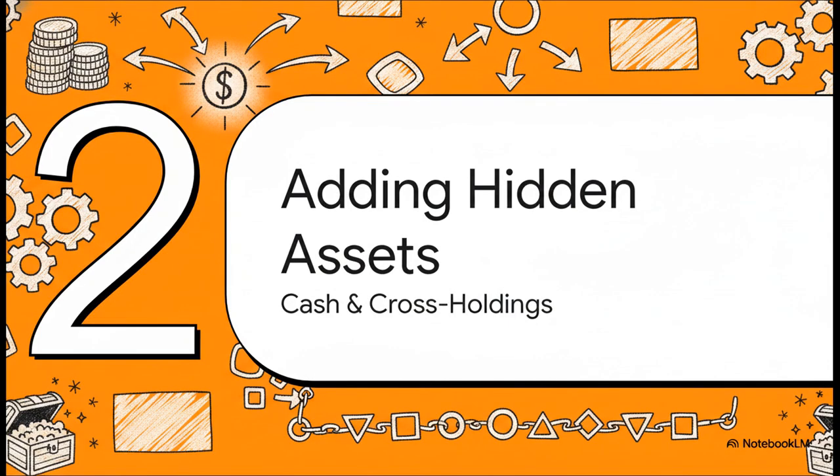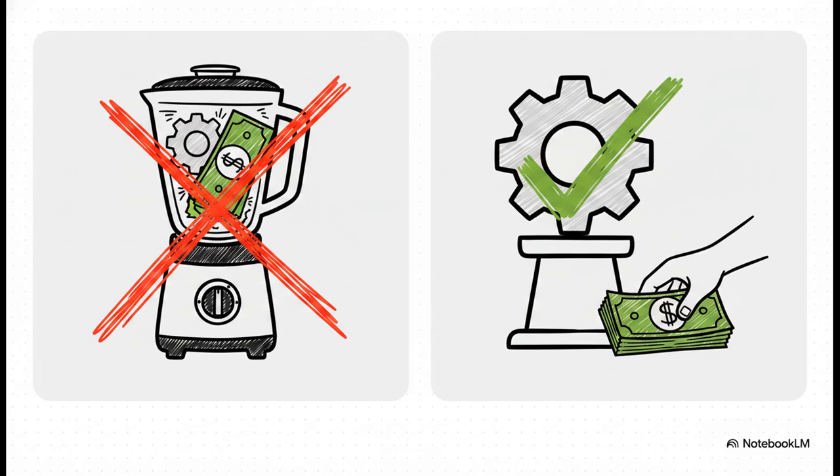Moving to Section 2, adding the hidden assets, specifically cash and cross-holdings. We need to make sure we aren't ignoring massive amounts of value that are just hiding right in plain sight. So, a lot of amateur analysts make this really lazy mistake of looking at what's called a consolidated valuation. Basically, they mingle the interest a company earns on its cash balance directly into its core operating income. And guys, this is incredibly dangerous.